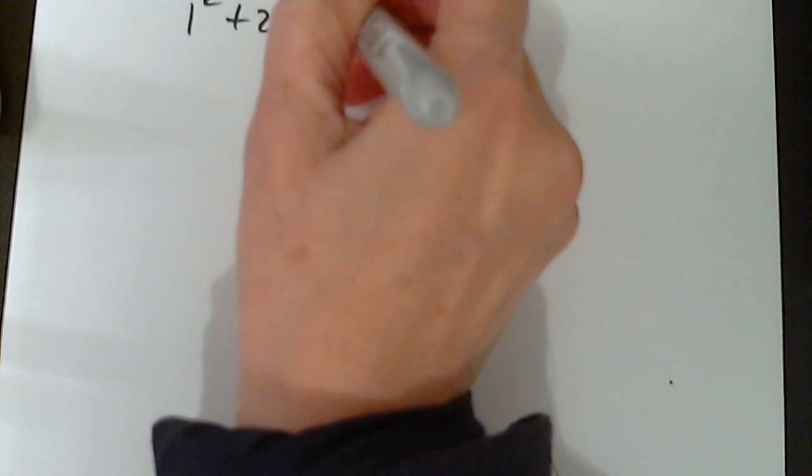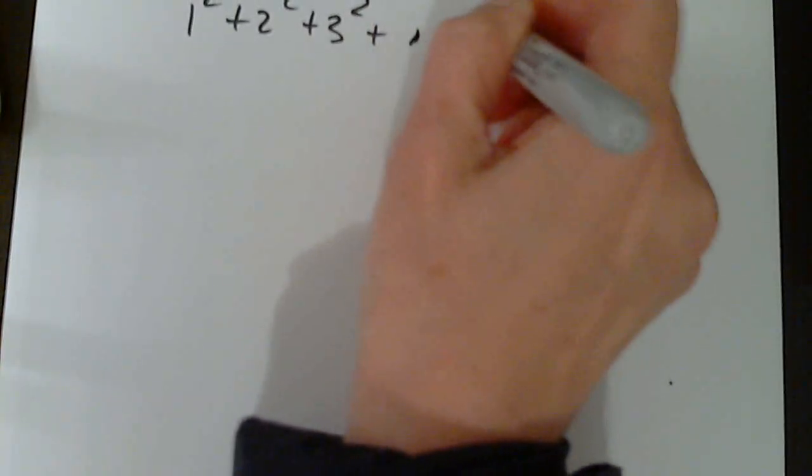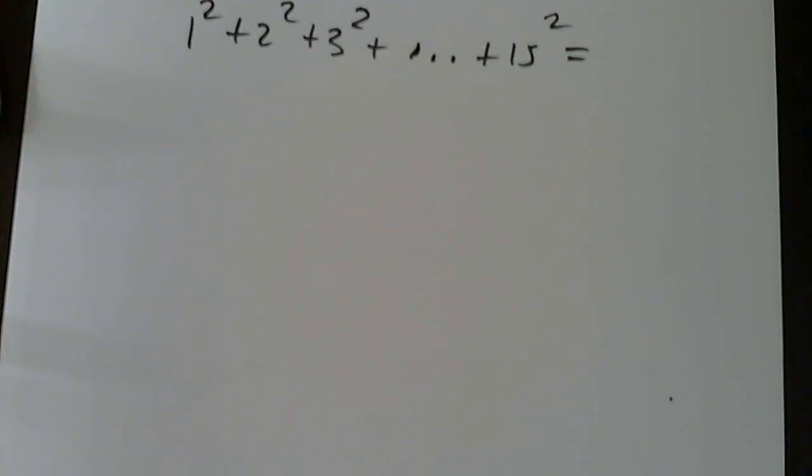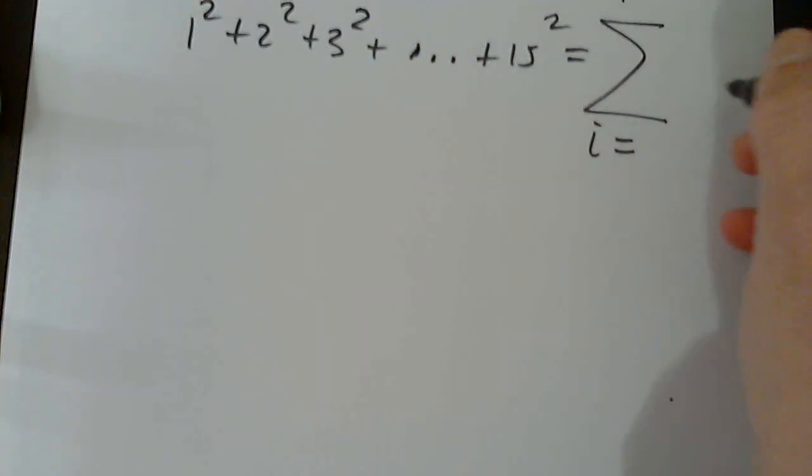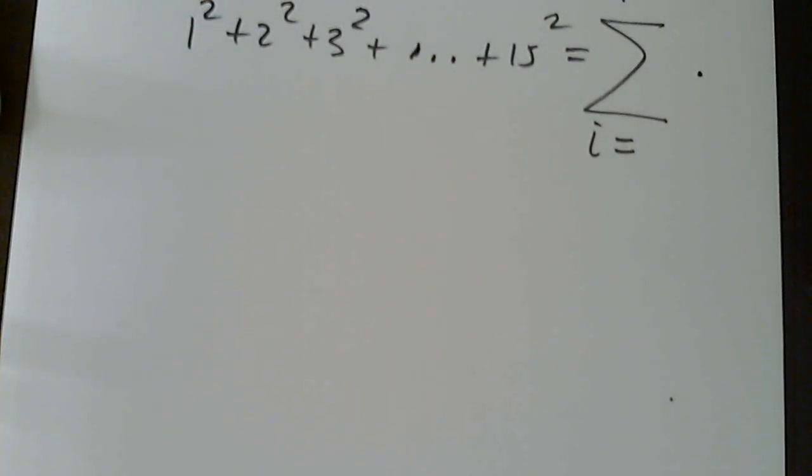So let's start with 43. In 43, we have 1 squared plus 2 squared plus 3 squared plus exactly 3 dots plus 15 squared. Okay, so this has to be condensed using the sigma notation. So from i equals, you tell me what, till what, and what do I have here? Let's give it a shot. It looks difficult, but just think and tell me what you would write.